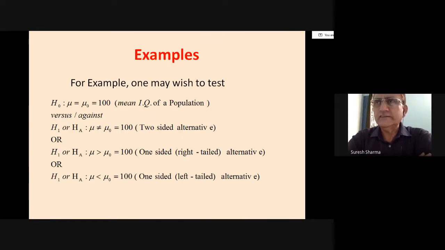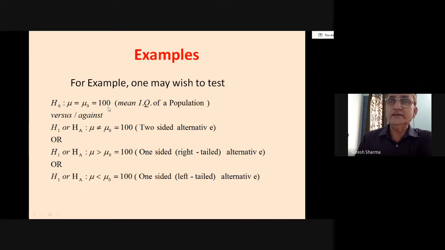Now, it is not necessary that you always test mean. Sometimes we need to test variance also. Let's say somebody has a claim: can I say that variance of this population is equal to 5? Then the symbol for variance is sigma square. So my hypothesis will change. I will write down H naught: sigma square equal to 5.